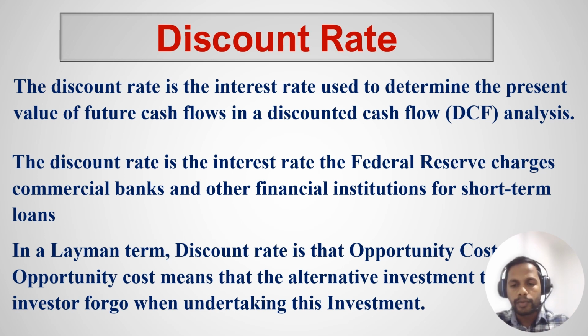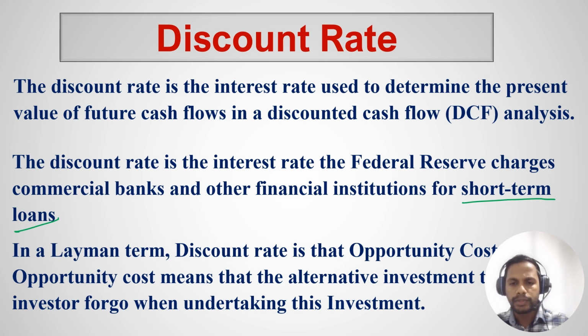Before moving into net present value, there's one key financial parameter, that is the discount rate. We need to understand what the discount rate is. The discount rate means the interest rate used to determine the present value of future cash flow. In simple terms, it is the average interest rate. If you go into detail, the Federal Reserve Bank always tells what interest rate commercial banks should charge for short-term loans. So this is one of the financial indicators of how the country is performing, and what interest rate they are charging for short-term loans.